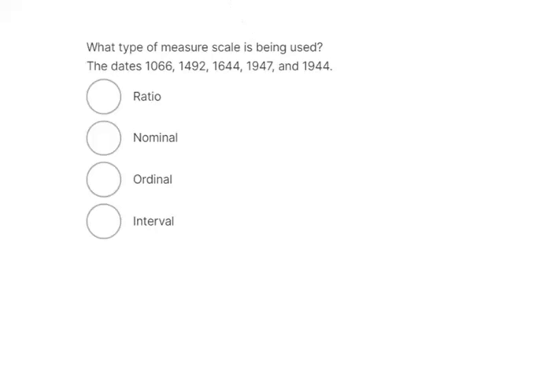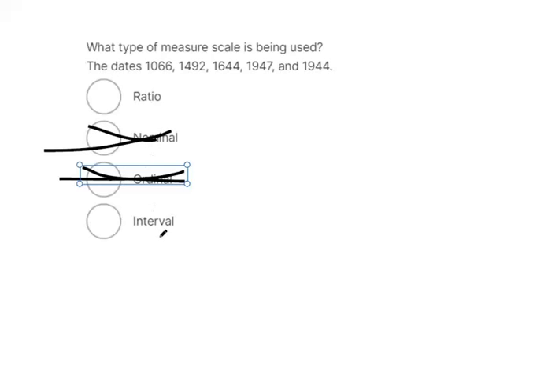What type of measure scale is being used here? They're dates. So I assume these are years. So years are numbers where we can make meaningful calculations to them. And so since we can add and subtract years, it actually tells us something that means it's quantitative. So it's none of these categorical variable options.